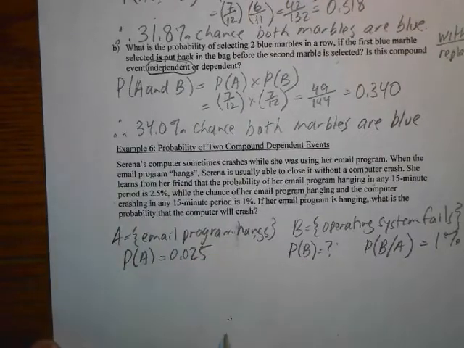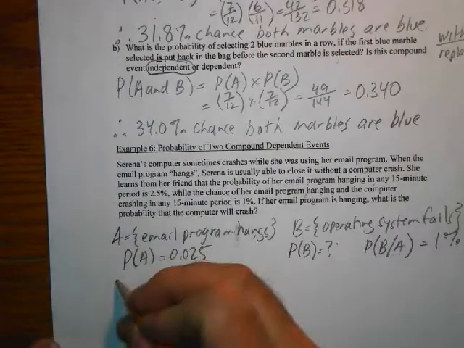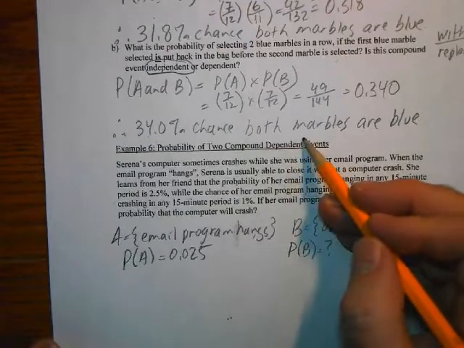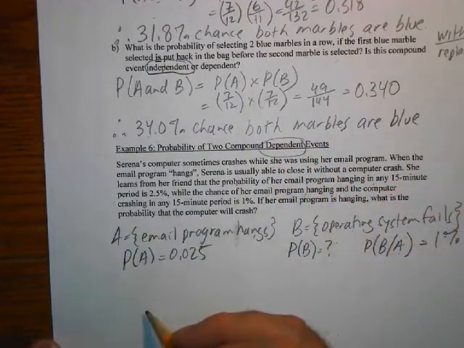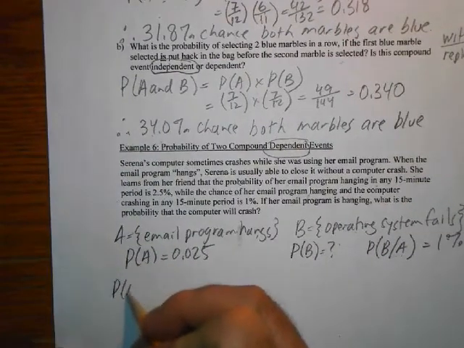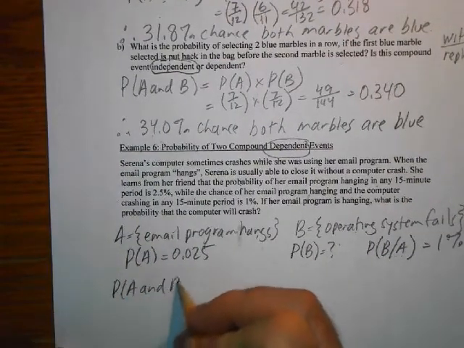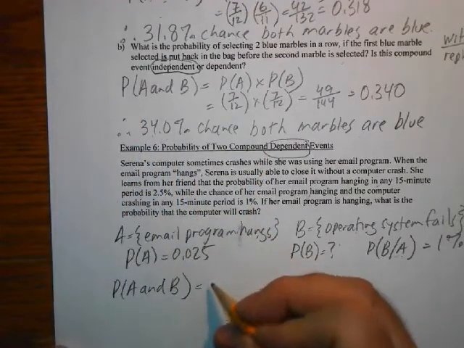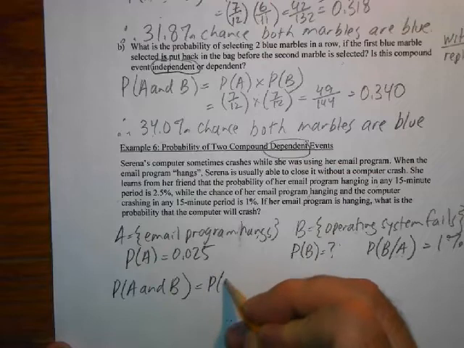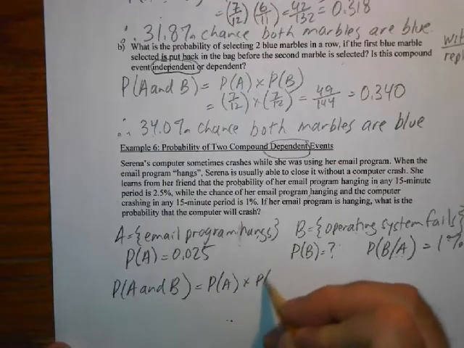Okay, so we know these are dependent on each other because of that information, that one will cause the other one. It's dependent, which we could tell from the write-up. So the probability of A and B, I'm just writing out the same formula we always write out. This one is for the dependent case. So it's the probability of A times the probability of B given A.